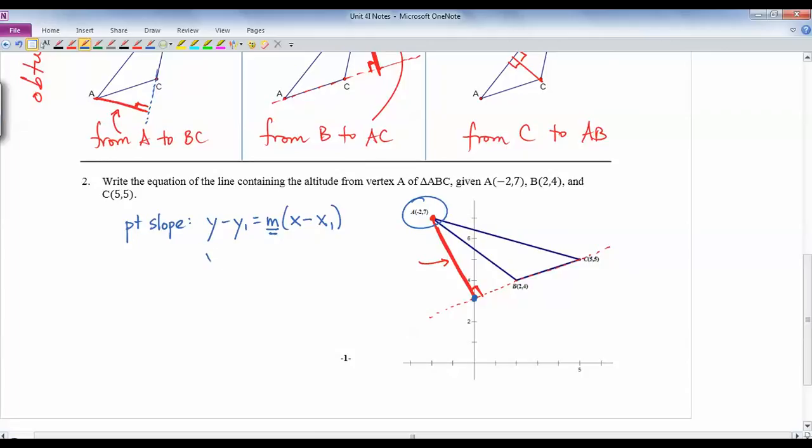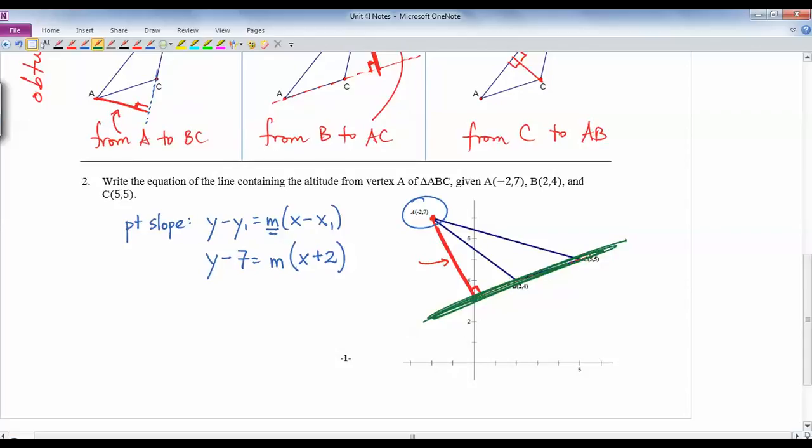So I'm going to go Y minus Y1, which is 7, equals whatever the slope of that red line is, times X minus -2, so x plus 2. Now I still need the slope of that red altitude. Well, the key to the problem is I know that I can get this slope because I have 2 points on that line. I have B is 2, 4, and C is 5, 5.